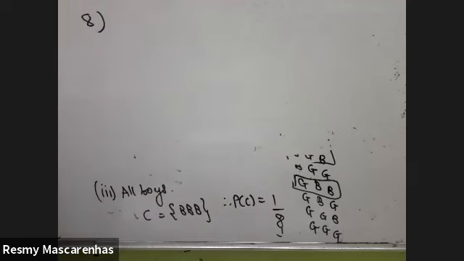Eighth question. Find the probability that a leap year selected at random will have 53 Sundays. Okay. So this question actually looks very difficult, but the answer is very simple.